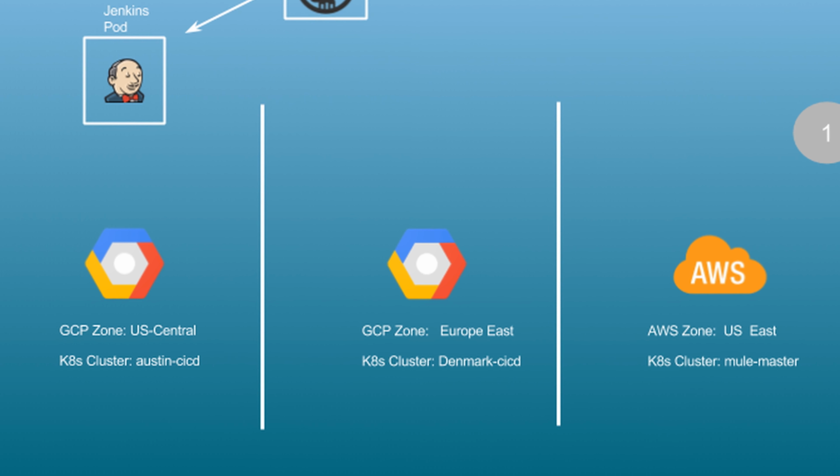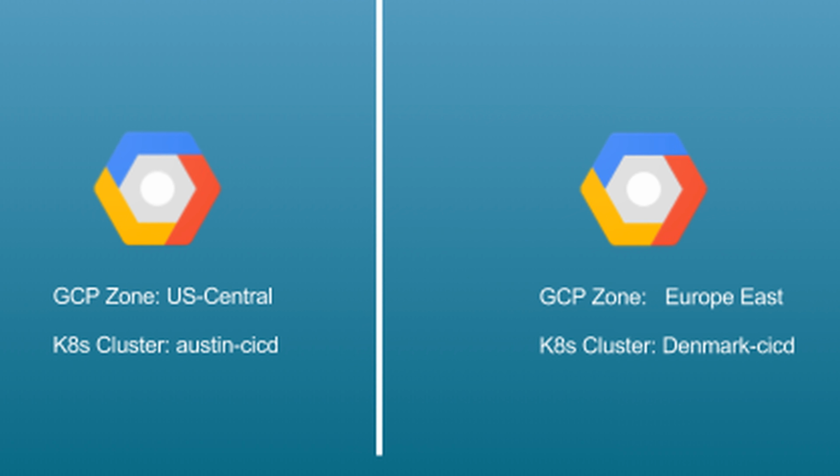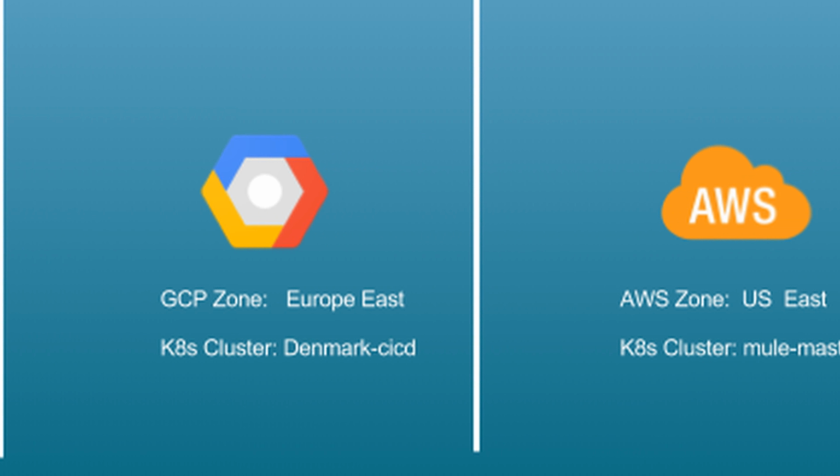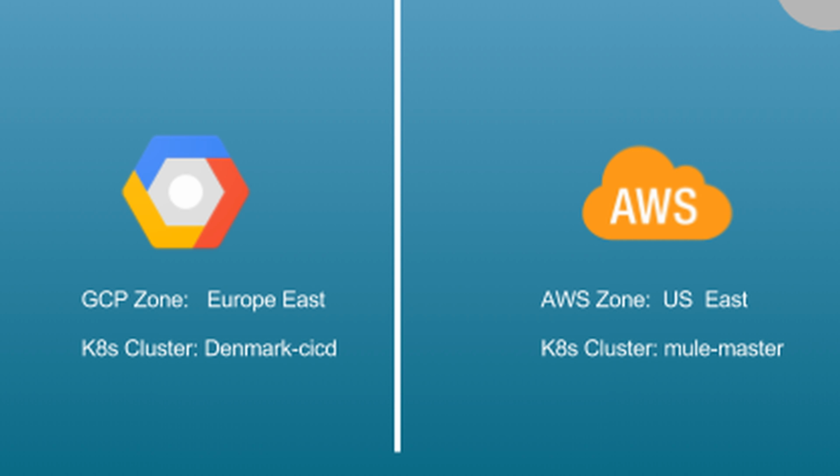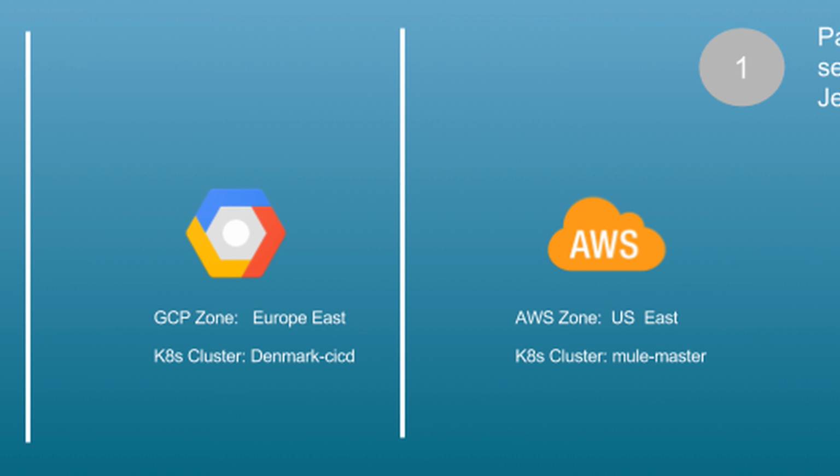The first cluster in Google Cloud, which is in the US Central Zone, is named as Austin CICD. The second cluster in Google Cloud, which is in the Europe East Zone, is named as Denmark CICD. The third cluster in AWS, which is in the US East Zone, is named as MuleMaster.